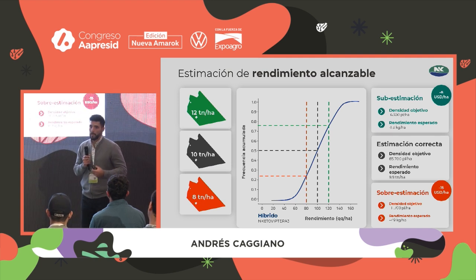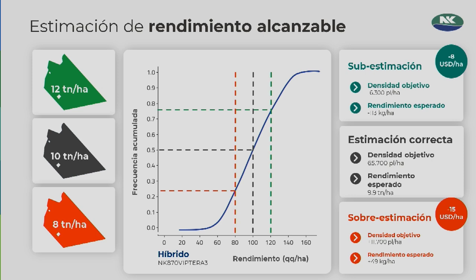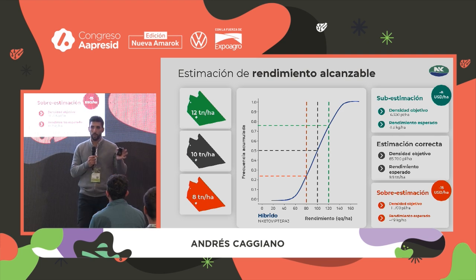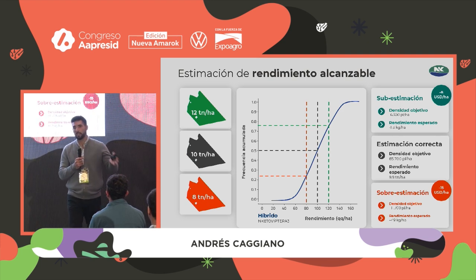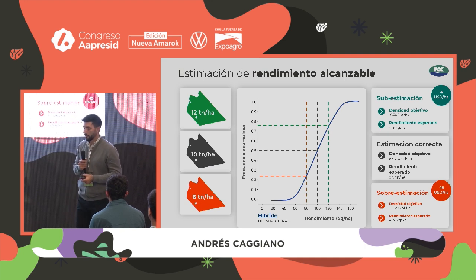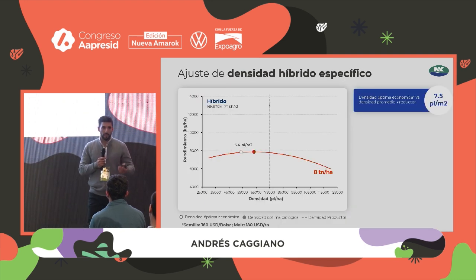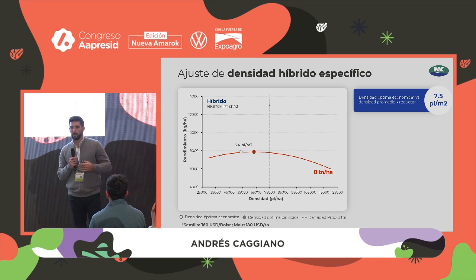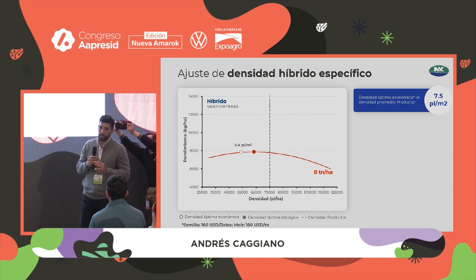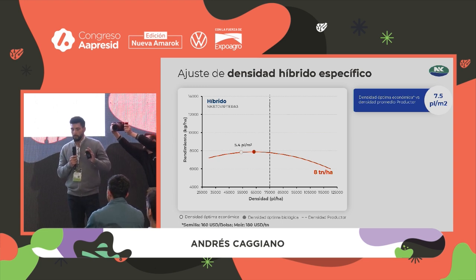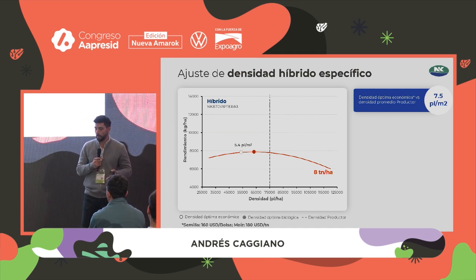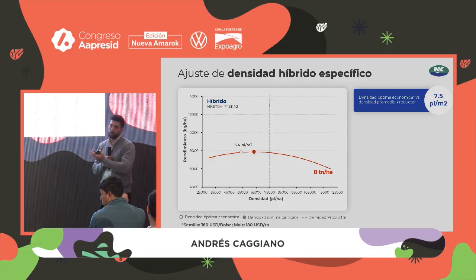How about an overestimate? In this scenario, I would be using 12,000 plants in excess, and the expected yield would be 49 kilos per hectare in excess. So we need to take into account different variables, and density for maize is very important. It's a variable for management. This means that below or above the optimum level, we have economic density.